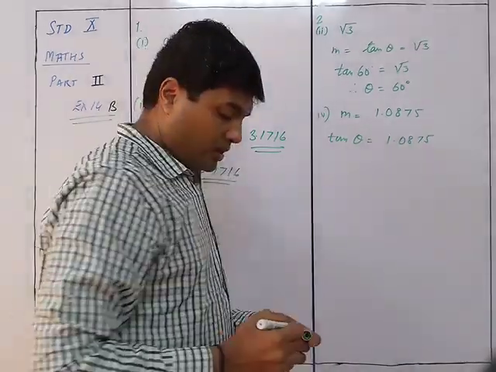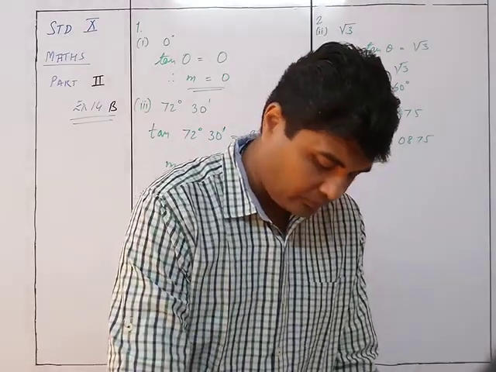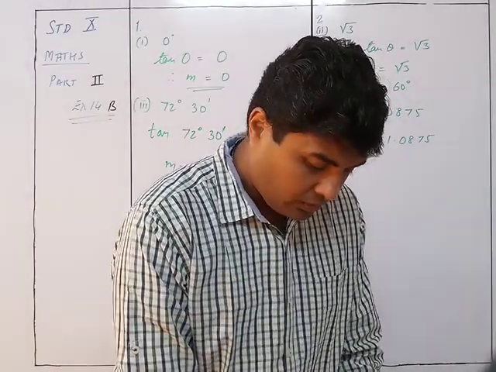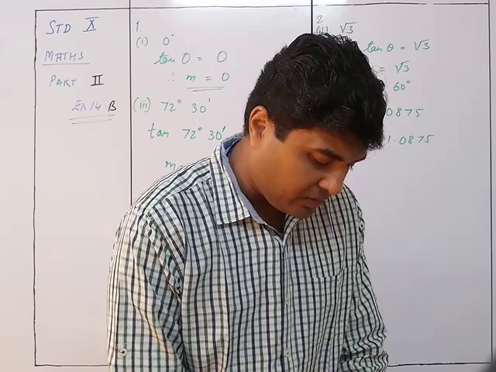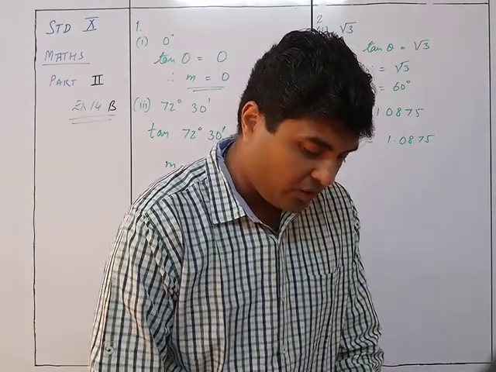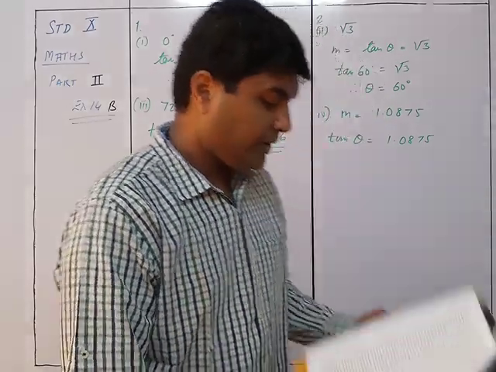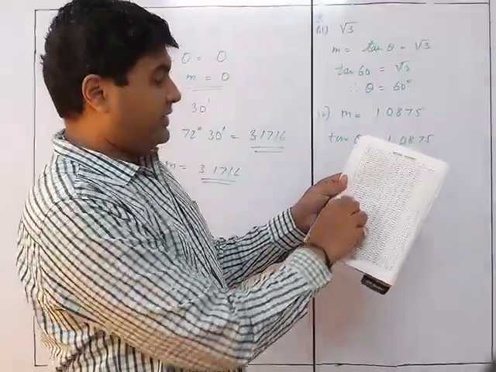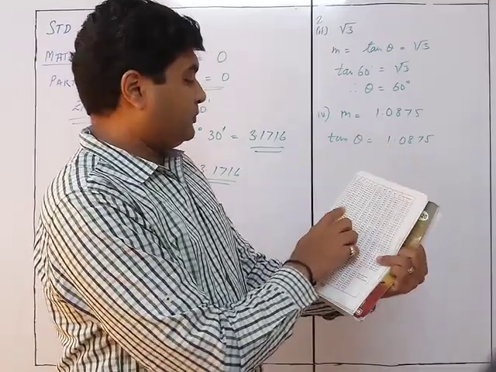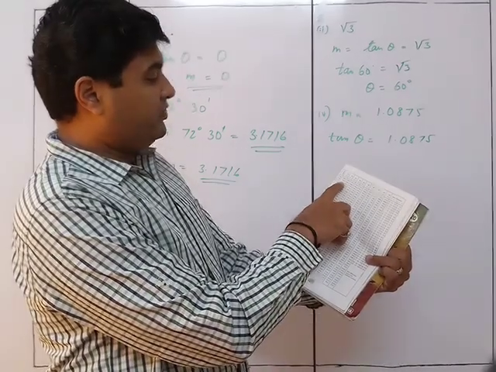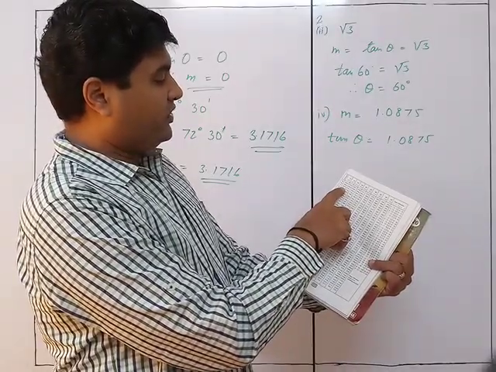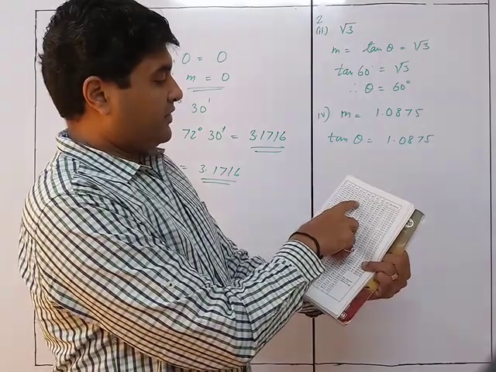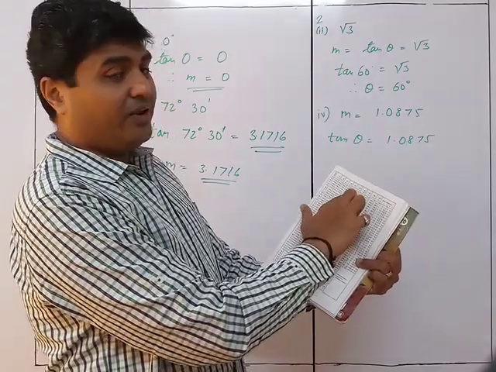So again this is from the table. We again see the table over here. So the table of tan. In the table of tan, I am going to look for 1 point. Here everything is 0 point something, but on the next page is 1 point. I want 1.0875. Yeah, it is 47.24.